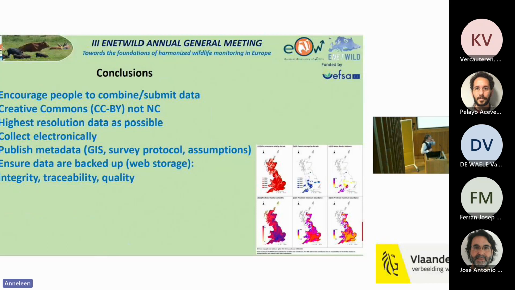So I think some of the things for discussion: how do we encourage people to combine and submit data using the standards, and how do we encourage them to make it fully publicly available and not put restrictions on it? How do we encourage people to give us the highest resolution data possible? It's probably not too important for deer, wild boar, foxes. 1 kilometre is okay, but your GPS collects it to within 5-10 meters generally. So why not submit at that level?